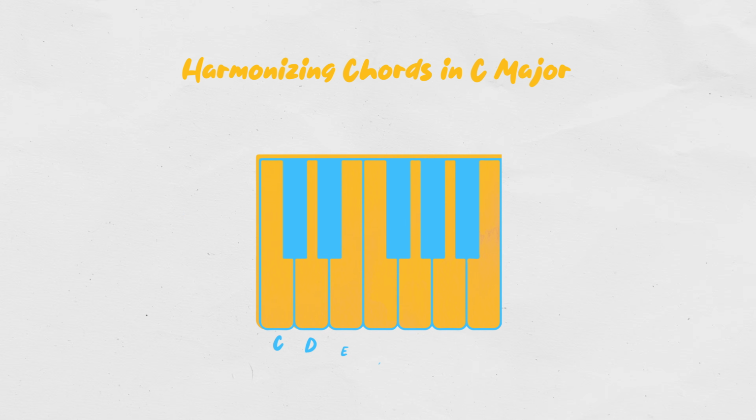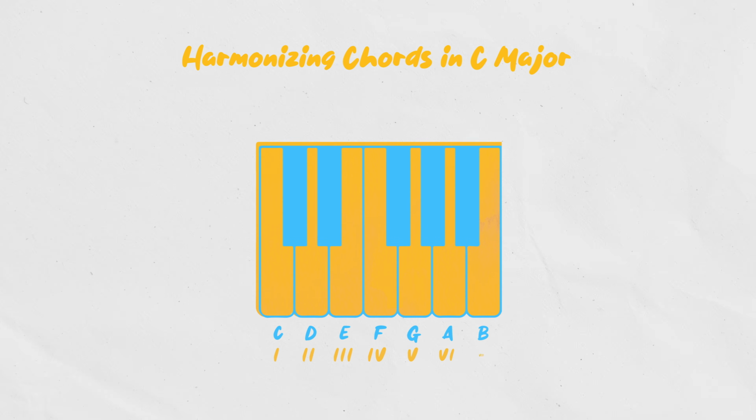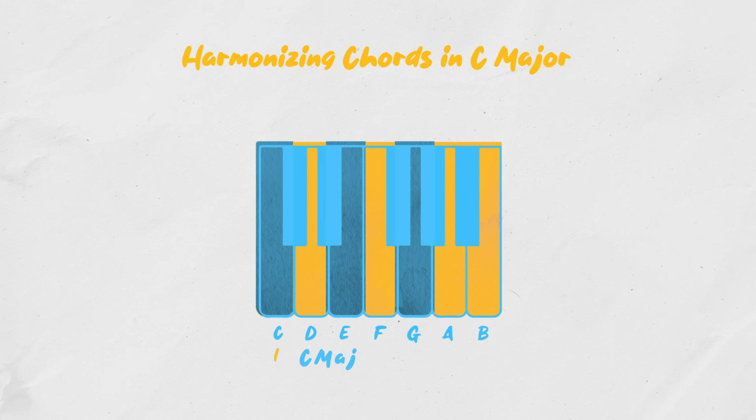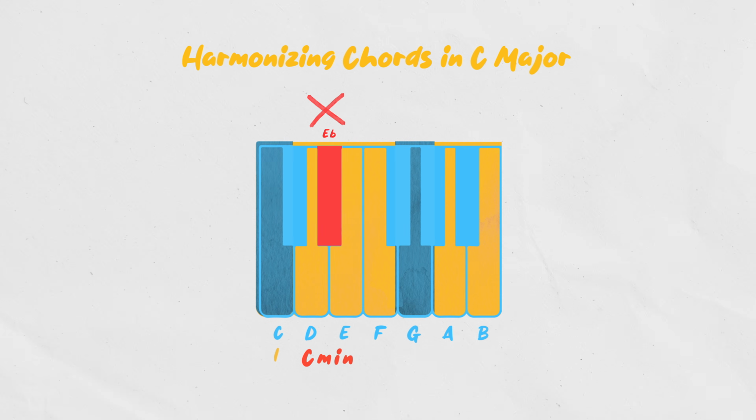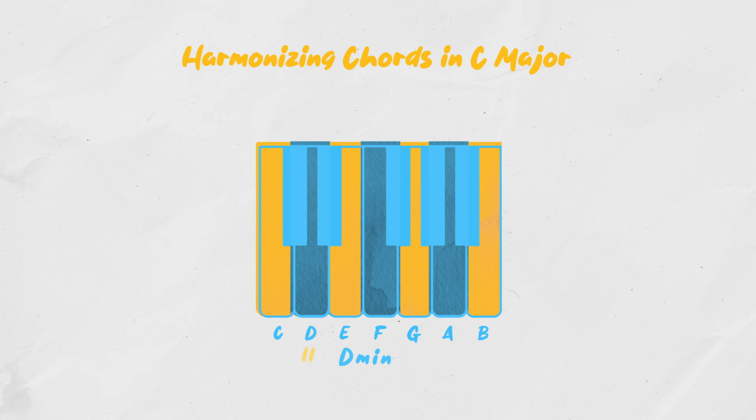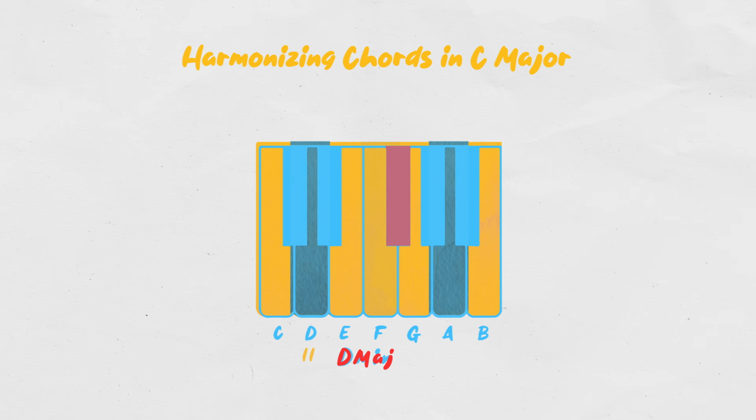Let's dive into how to harmonize chords within a major key, using C major as our example. We begin by constructing a chord on each scale degree of the C major scale. Starting with the first degree, we naturally form a C major chord. We can't create a minor chord here because it would require an E flat, which isn't in the C major key. Moving to the second degree, a D minor chord fits perfectly, since a D major chord would need an F sharp, another note not found in the C major scale.